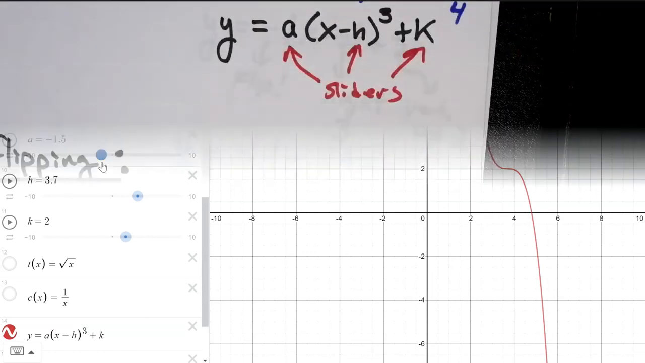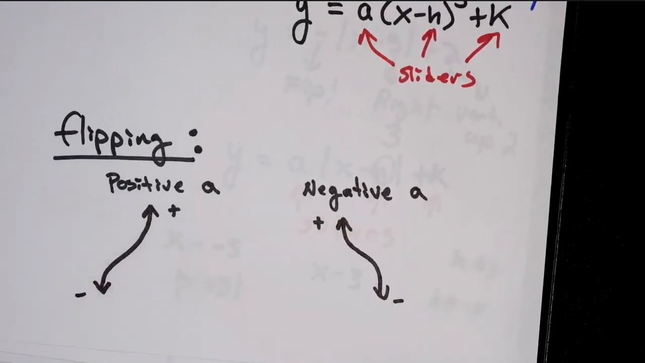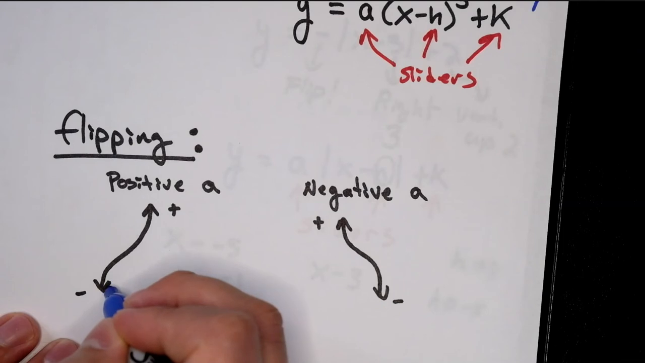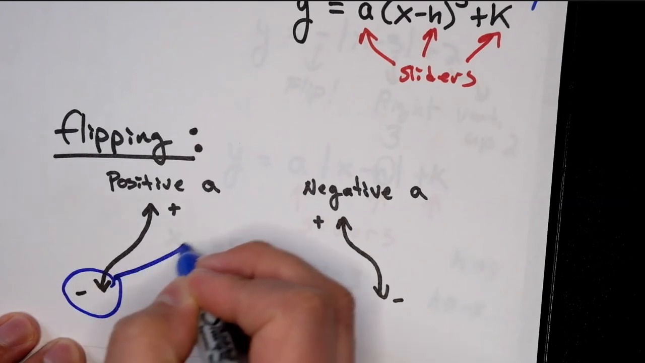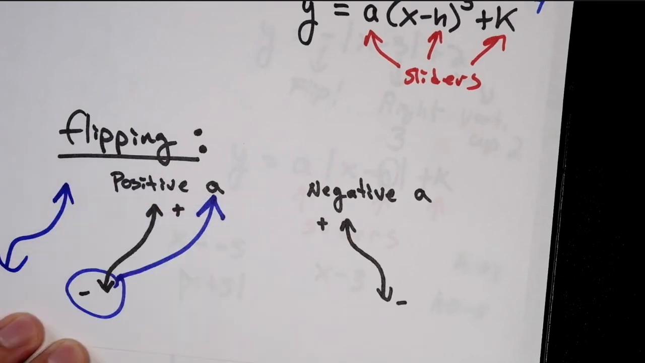Take a look at what it looks like. I've drawn it out here. When a is positive, it looks like this. And when it's negative and it's flipped, it looks like this. So if a is positive, it's starting from negative infinity and working its way out to positive infinity like this. So the graph has that shape to it.